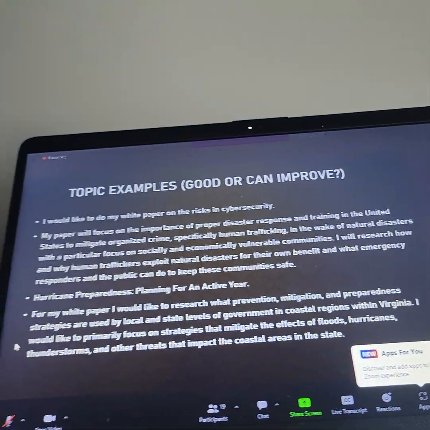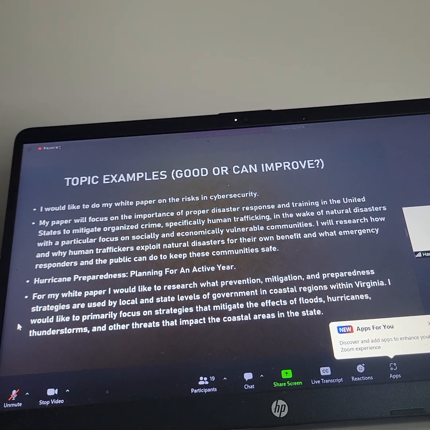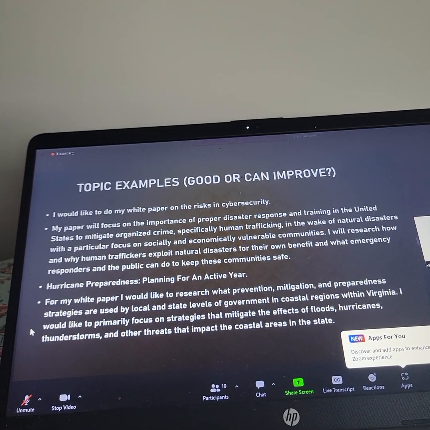Absolutely. Okay. All right. For my white paper, I would like to research what prevention, mitigation, and preparedness strategies are used in coastal regions within Virginia. Okay. All right. Is this a good topic or can improve?